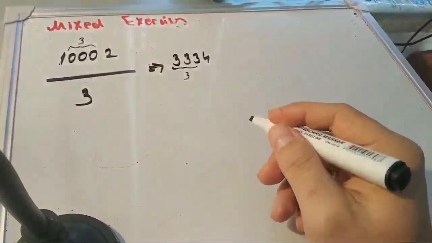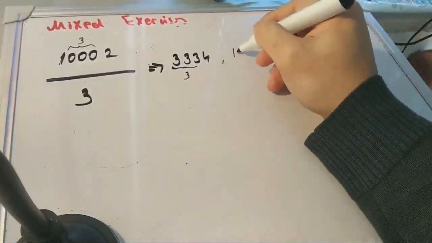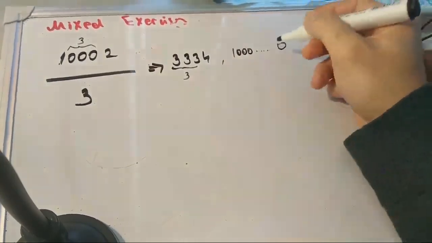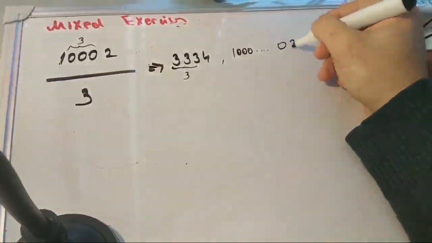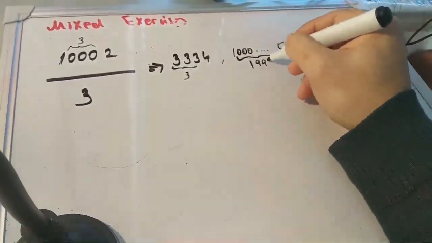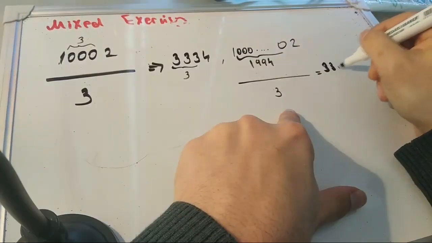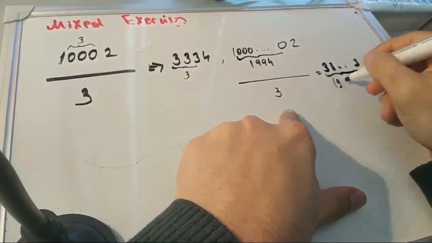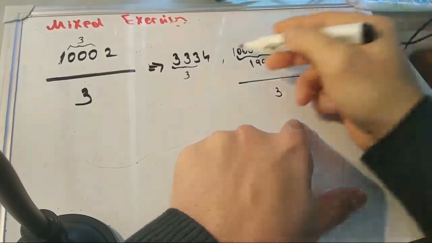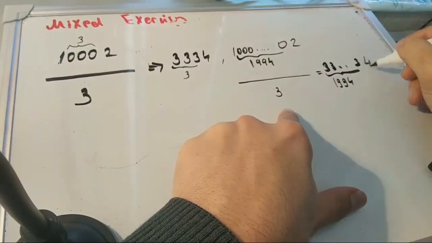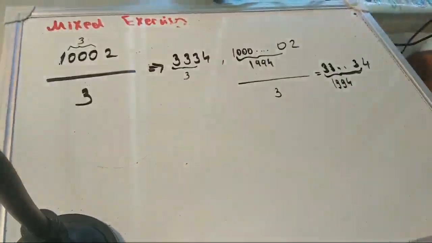So when we go back to our question, it was 1,994 zeros and 2 over 3. The same thing is 3, 3, 3, 1,994 times repeating, and 11 over 3 is 4. Okay? That's the mathematics.